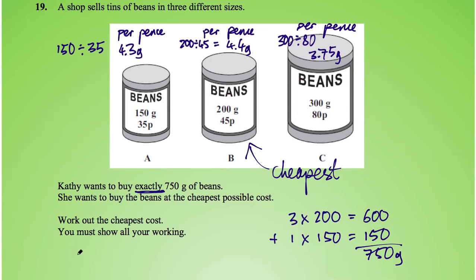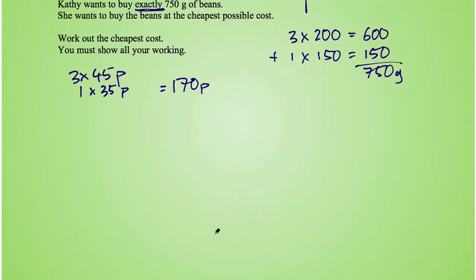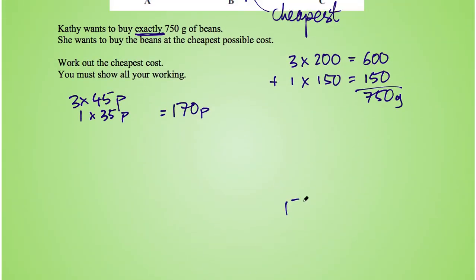Work out the cheapest cost. So we've got 3 times 45p and 1 times 35p. And that ends up being 170p in total. So the total cost is £1.70. So just if there's no answer line, just make sure your final answer is given clearly at the bottom of all your working so that the person who's marking it knows what you mean by your final answer.